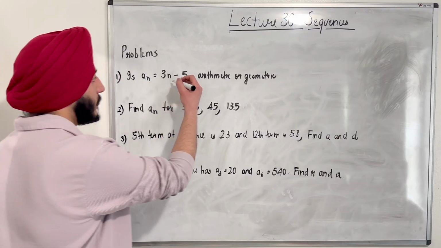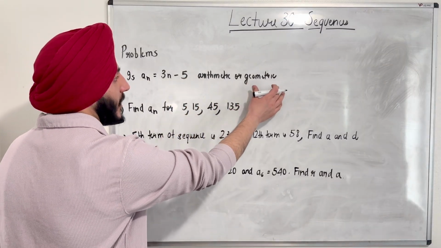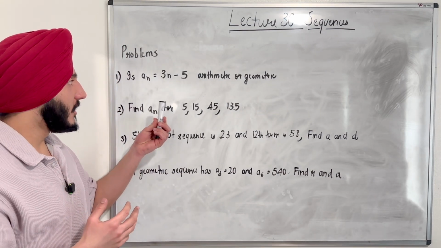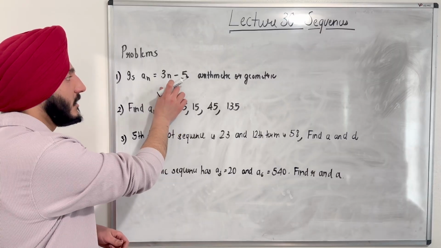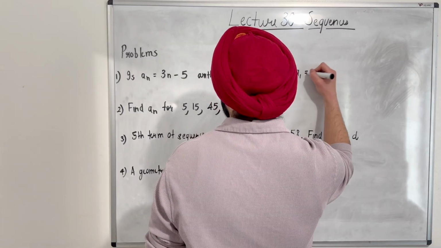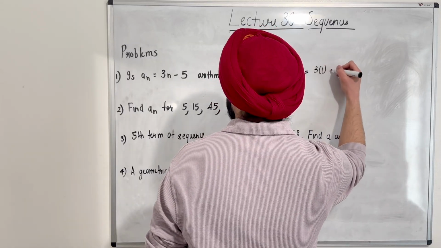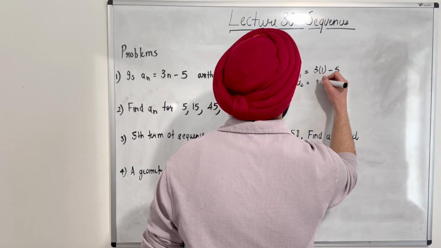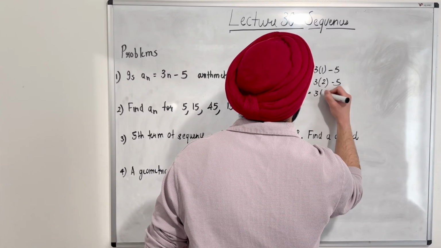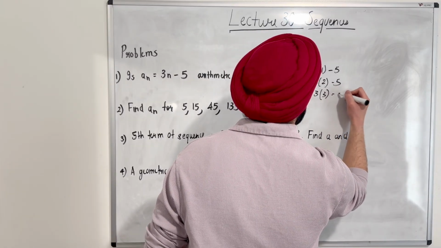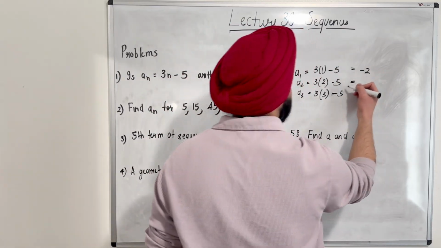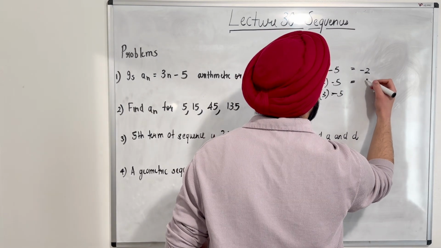So is a_n equals 3n minus 5 an arithmetic or geometric progression, right? Now, the simple way that you can solve this question is simply by replacing n with the value and substituting it. So what I'll do is find a1 equals 3 times 1 minus 5, a2 equals 3 times 2 minus 5, a3 equals 3 times 3 minus 5. So this first term would be 3 minus 5, which is minus 2. This is going to be 6 minus 5, which is going to be 1.